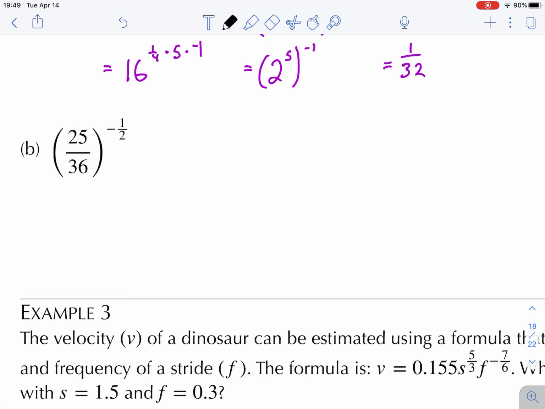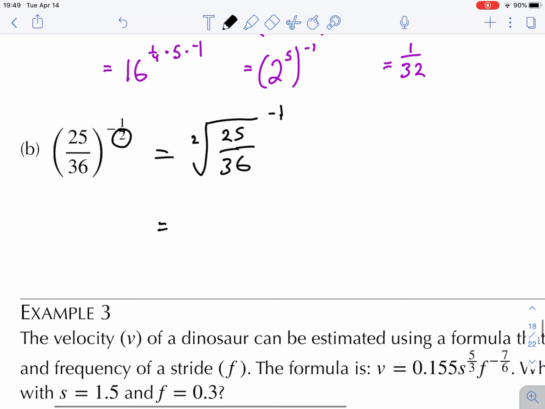All right, so let's take a look at this one. 25 over 36 to the -1 over 2. So first thing I'm going to do is deal with that denominator. That tells me to square root this. So this is going to be the square root of 25 over 36 to the power of -1. We get rid of that denominator once we change it into a radical. So this is going to be equal to 5 over 6 to the power of -1.